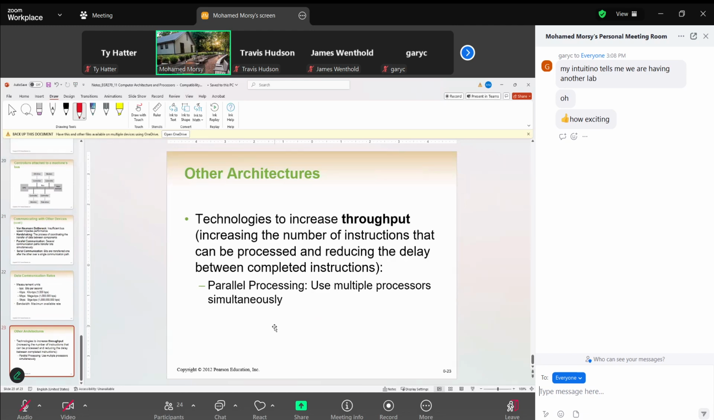Other architectures and technologies aim to increase throughput, meaning increasing the number of instructions that can be processed and reducing the delay between completed instructions. This can happen using parallel processing, in which we use multiple processors simultaneously.